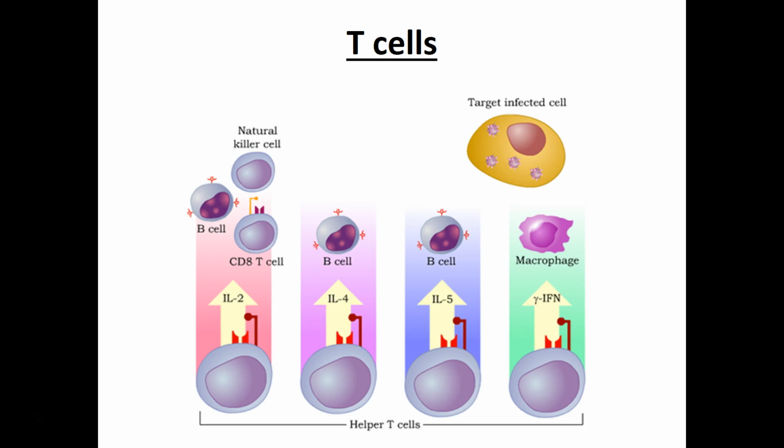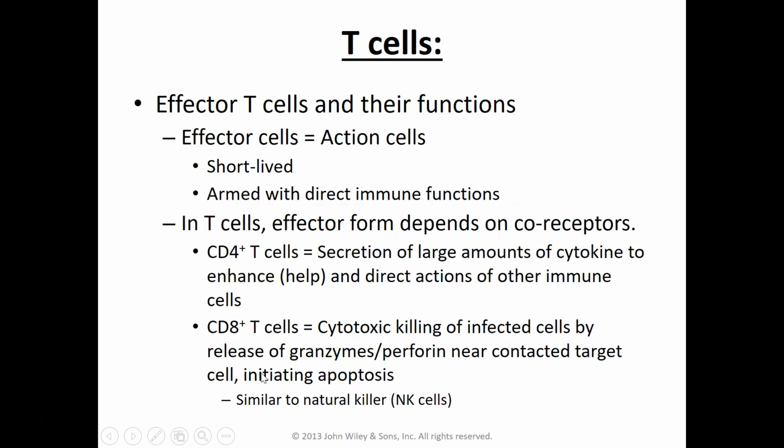So again, just to remember that helper T cells are going to do a lot of cytokine release. And different cytokines are going to talk to different cells in different ways. Effector cells go out and do their job, right? They're going to do something. So in the case of cytokines, right, secretion of large amounts of cytokines. Helper T cells, they're big time talkers.